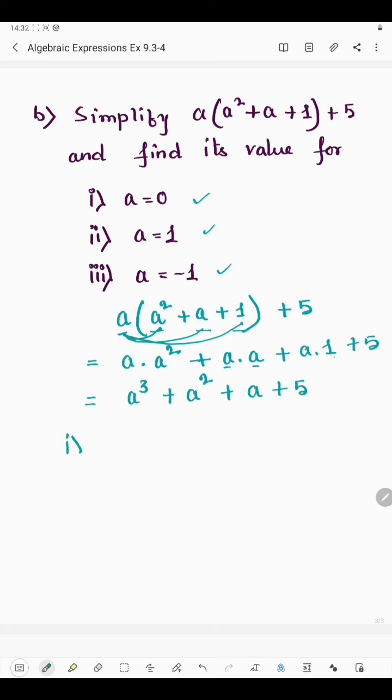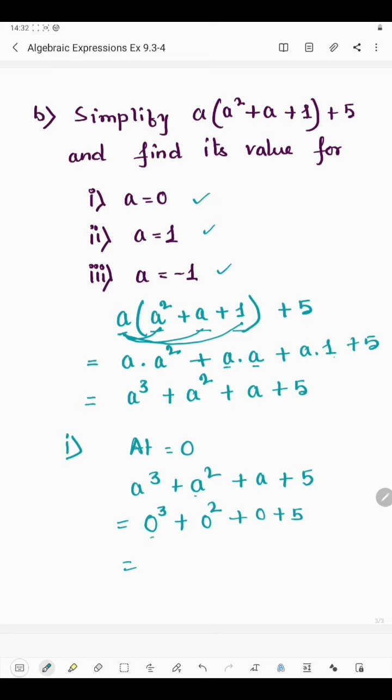So in the first part we have a equals 0, and we will put this value in the expression a cube plus a square plus a plus 5. Okay, so it's 0 cube plus 0 square, just putting the value in place of a, plus 0 plus 5. Now here 0 into 0 into 0 is 0, here also 0 into 0 is 0, here we have 0, so in this part we will get 0, so the answer will be 5.